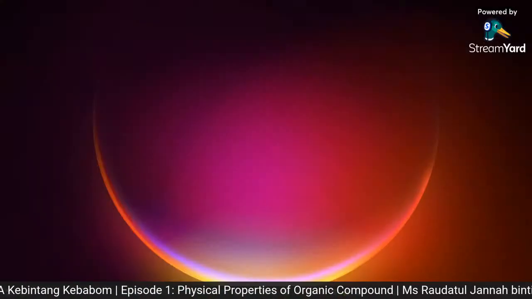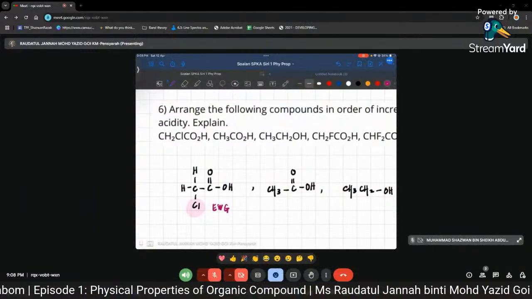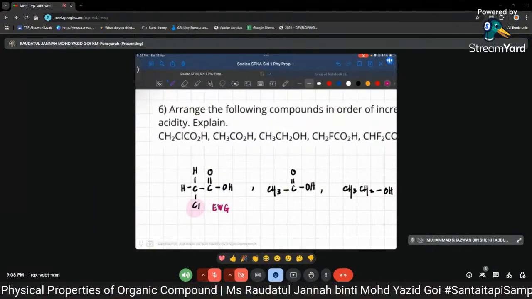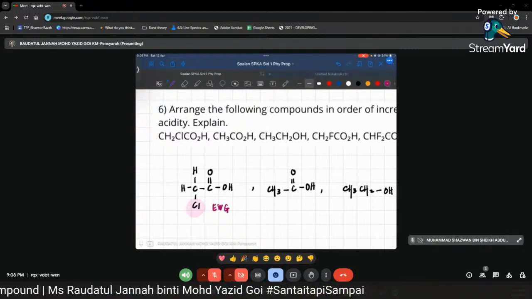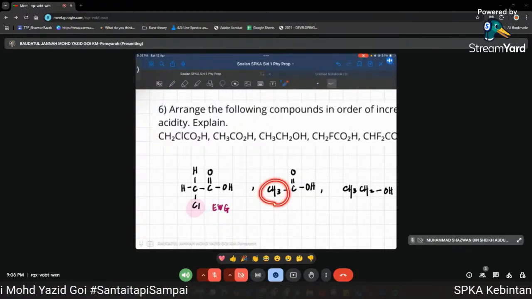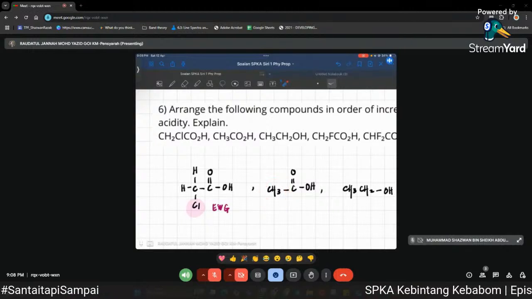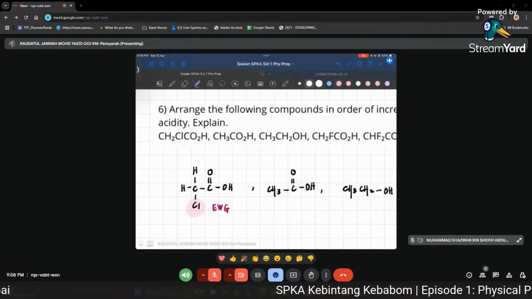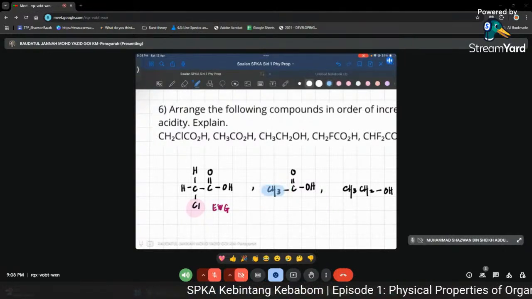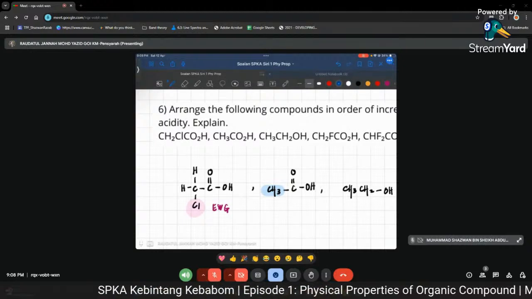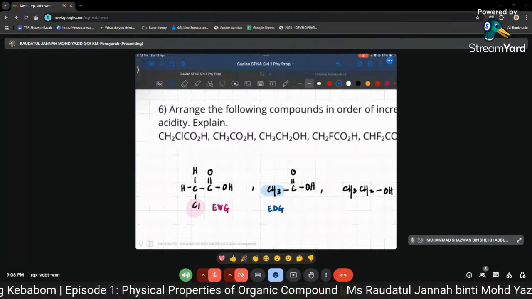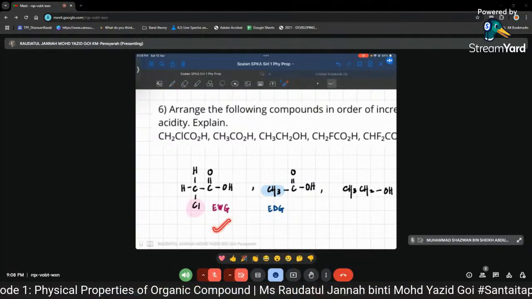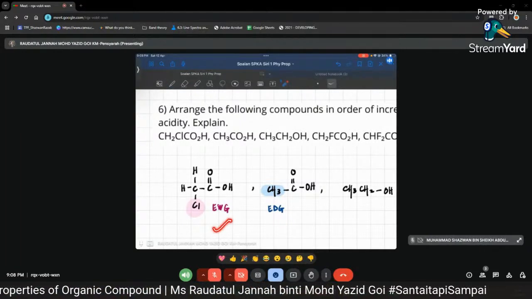Okay, and then bila mana you compare dengan ethanoic acid, so for this one here, you ada methyl group extra, ataupun you ada this alkyl group that attached to your carboxyl group. So kalau you ada alkyl group, for sure you know this is an electron donating group. So kalau you compare between these two sekalipun, you patut aware, the one with chlorine is more acidic lah, sebab kita ada electron withdrawing group.